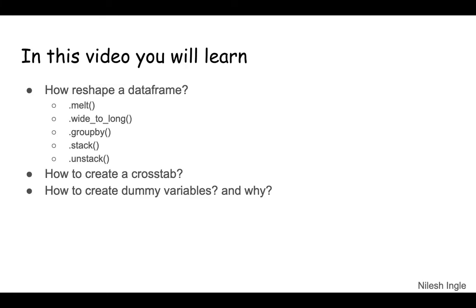In this video, we'll look at how we can reshape a data frame using melt, wide to long, group, stack, and unstack methods. We have looked at stack and unstack in a previous video. In this one, we'll see how we can use it in a particular data frame along with GroupBy. Additionally, we'll look at how we can use crosstabs and then also look at how we can convert categorical variables into dummy variables, which would be ones and zeros.